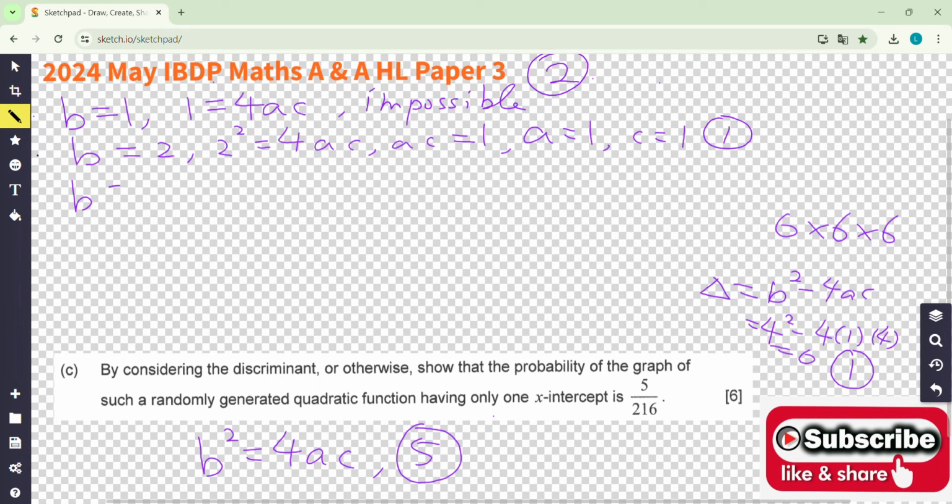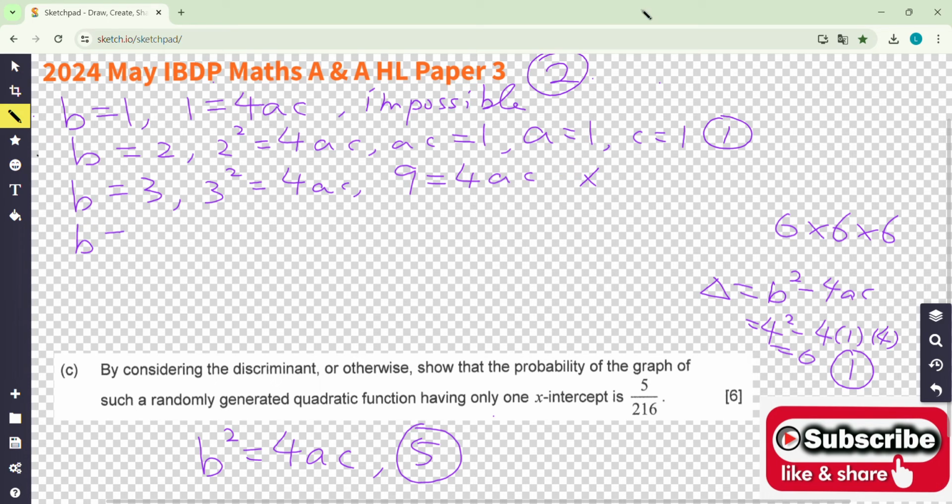b equals 3. But relax. 3 squared equals 4ac. 9 equals 4ac. Impossible. Odd number, even number. Right? So impossible. 0 cases again.